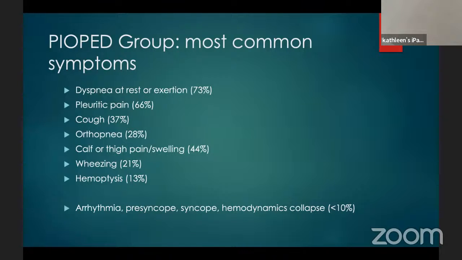So there's been a lot of data generated from these studies. In the PIOPED group, they report that the most common symptoms of pulmonary embolism are dyspnea at rest or exertion in 73%, pleuritic pain in 66%, cough in 37%, orthopnea in 28%, calf or thigh pain and swelling in 44%, wheezing in 21%, hemoptysis in 13%. Arrhythmia, presyncope, syncope, and hemodynamic collapse has occurred in less than 10% of patients in their studies.